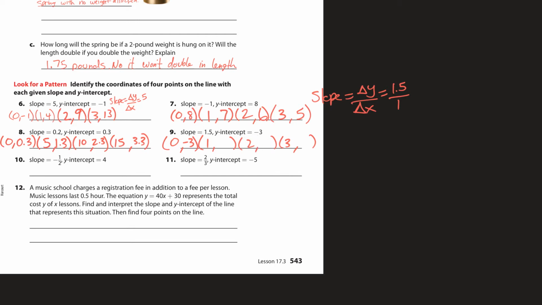So change in y, let's see, negative 3 plus 1.5 is negative 1.5. So this is going to be negative 1.5. Now, then negative 1.5 plus 1.5, that's going to be 0. So that's the next one. So I increase it by 1.5 again, so that's going to be 0. And then 0 plus 1.5 is 1.5, and this is 1.5. Not so bad.